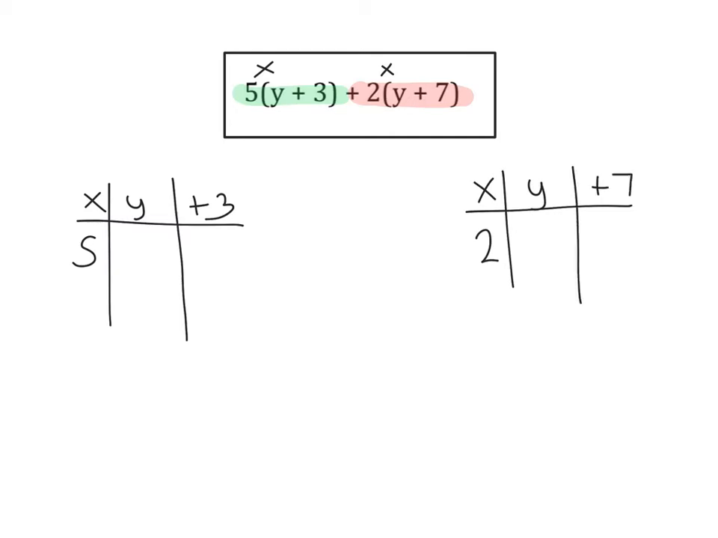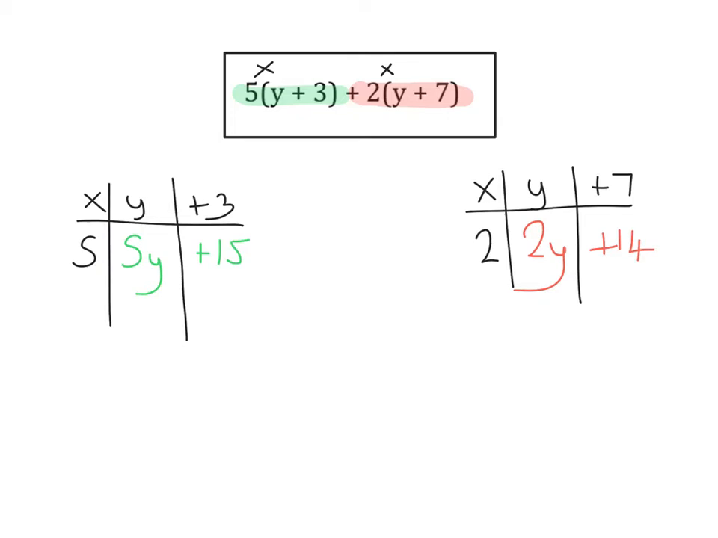Okay, so let's have a look at that first grid. 5 times y is 5y. 5 times positive 3 is positive 15. 2 times y is 2y. And 2 times positive 7 is positive 14.